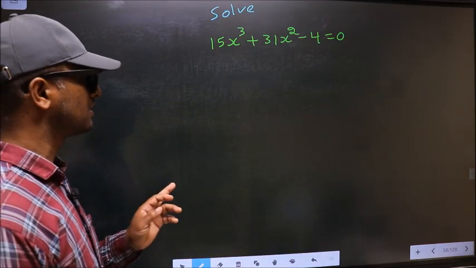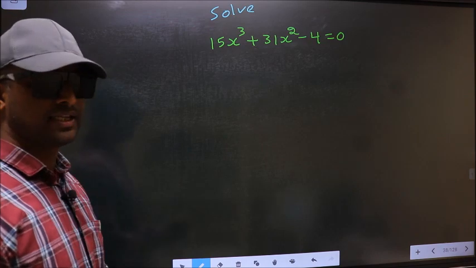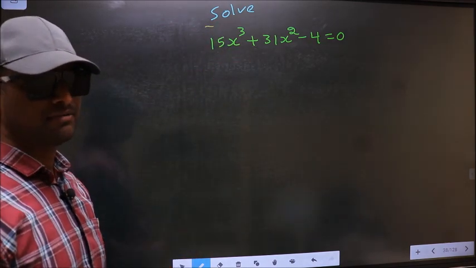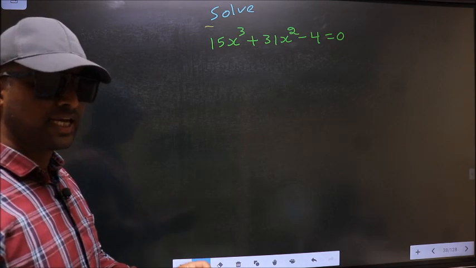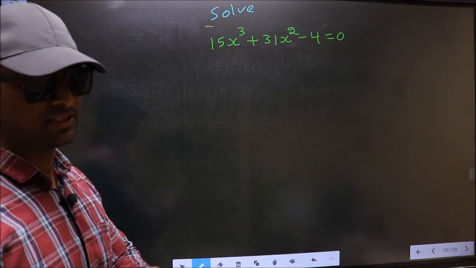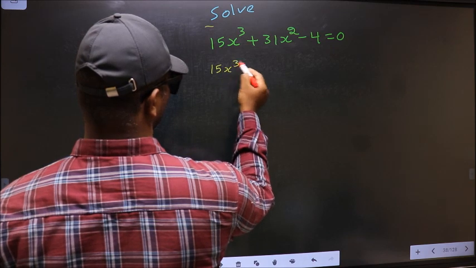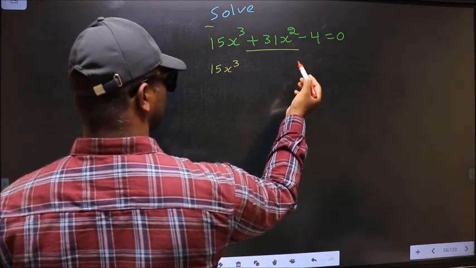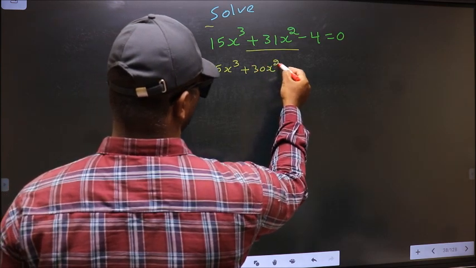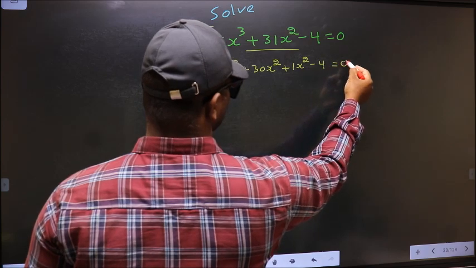Solve 15x cube plus 31x square minus 4 equal to 0. Here they told us to solve, which means we should get the values of x. For that, we have to change the x square term. What I mean is, in place of plus 31x square, now I write plus 30x square plus 1x square minus 4 equal to 0.